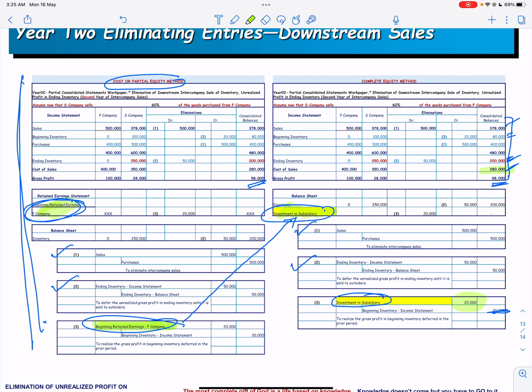So this completes the first part of our explanation on elimination of unrealized profit on intercompany sales of inventory.